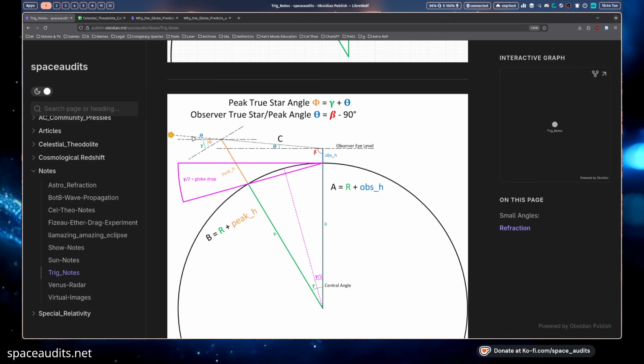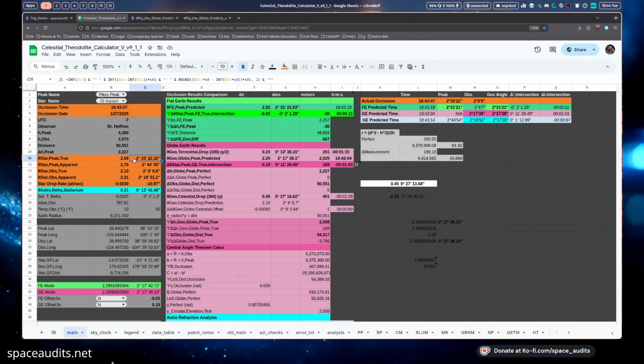Now, due to the elevation change of the star, based on what they're saying, the observer rotating away from it and the Earth's curvature creating that elevation drop, they predict that the elevation of their intersection is going to be sooner. So when we subtract, at the time of occlusion, the true position of the peak from the true position of the observer, we should not get the full central angle. You would only get the full central angle if the Earth is flat. Yeah, exactly.